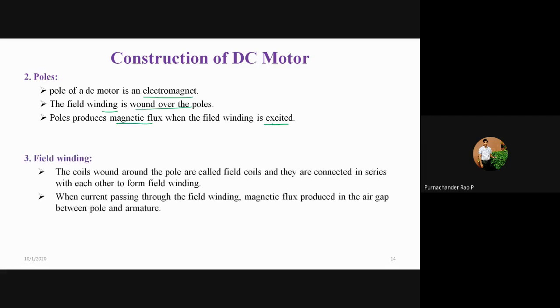And the next part is the field winding. The coils which are wound around the poles are called the field coils or field winding, and they are connected in series with the other form of a field winding. Then whenever the current passes through the field winding, the magnetic flux is produced in the air gap between the poles and the armature.